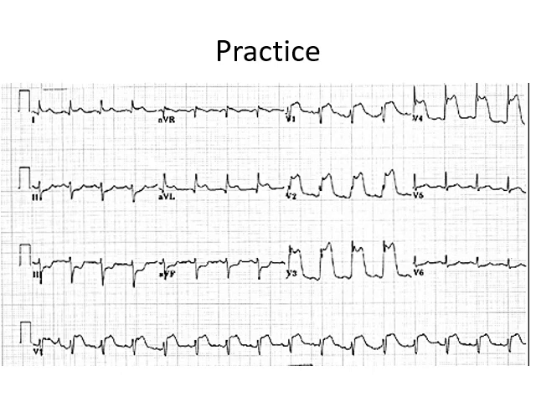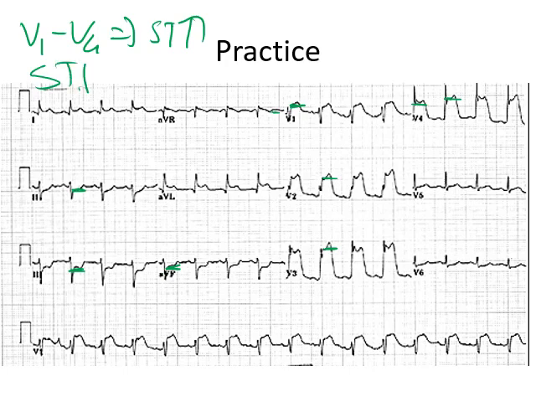Alright, so if this was the TP segment and this was the ST segment, you can comfortably say that ST segments are elevated in lead V1 through V4. So V1 to V4 is ST elevation, and you can say that ST segments are depressed in lead 2, 3 and AVF. So ST depression in 2, 3 and AVF, which is quite opposite of the previous ECG we saw, isn't it?